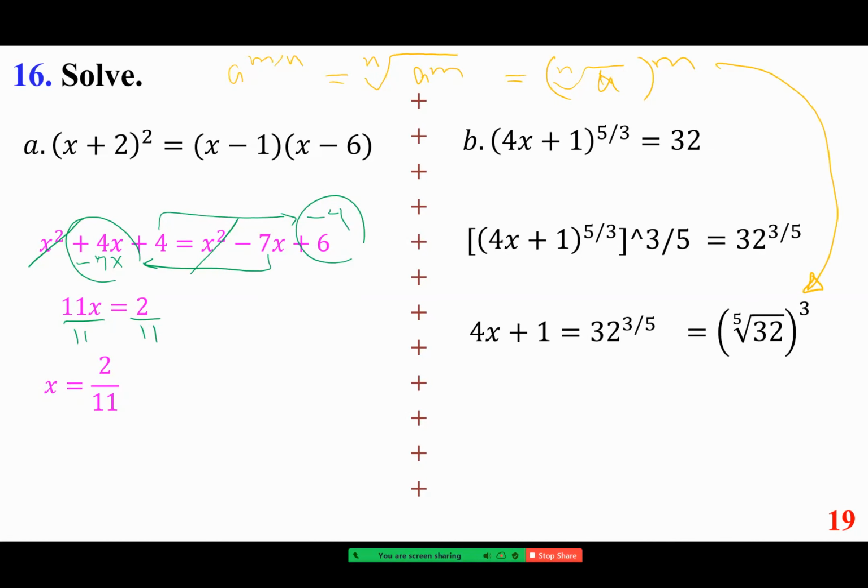So the 5th root of 32 is 2 because 2 to the power of 5 is 32. When you cube the number 2, 2 cubed gives you 8. And so 4x equals 7, divided by 4. And this is your final answer.